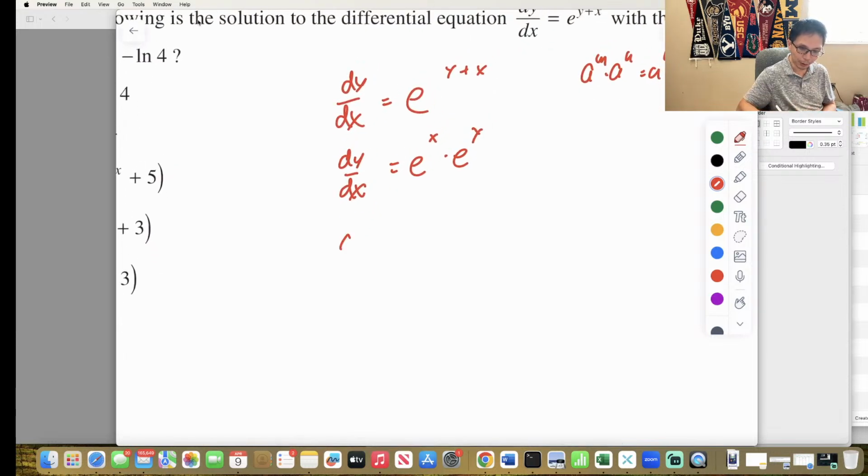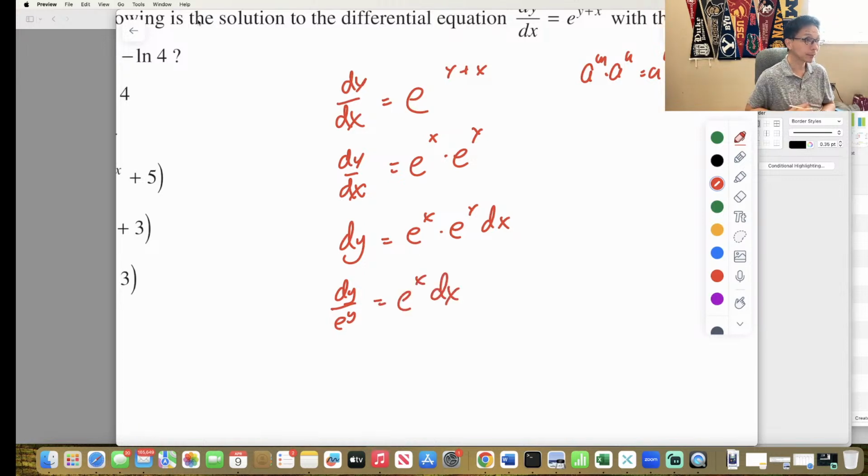Now I'm gonna separate the variables. On the AP exam, you need to do it one step at a time. So in order to avoid the mistakes, I will multiply dx on both sides and I move the e to the y to the other side. So dy over e to the y equal to e to the x dx. Now I'm gonna integrate them.